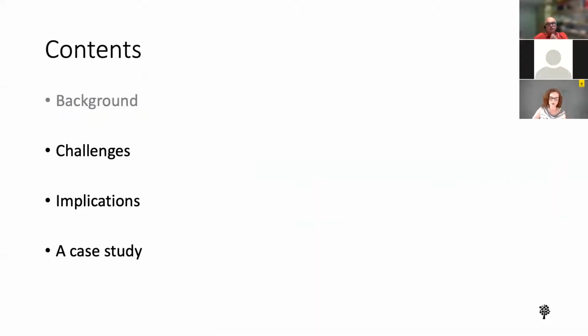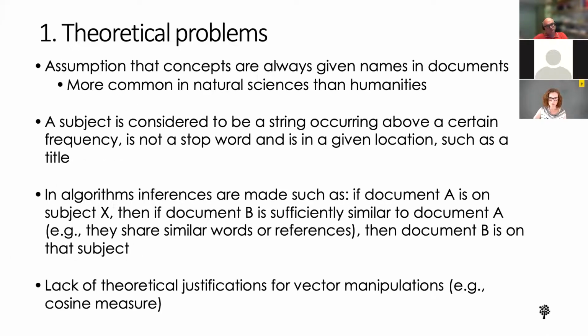So in short or long, this was the background, also the longest section in this talk. We looked at the possible uses of automated subject indexing and classification and different approaches. We have also seen some of the challenges, and let's look at those and a few more here. The first group of challenges is about theoretical problems. We start with the assumption that concepts are always given names in documents, which is certainly more common in natural sciences than humanities, where language is often on purpose metaphorical, which presents problems for automation.